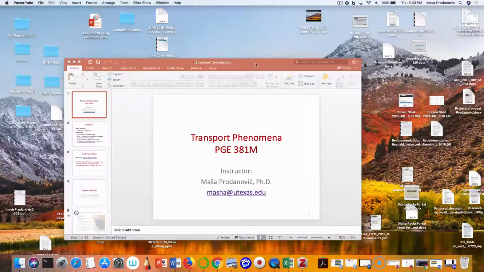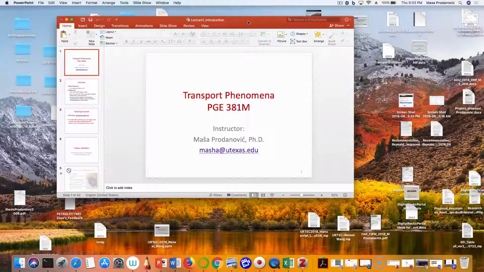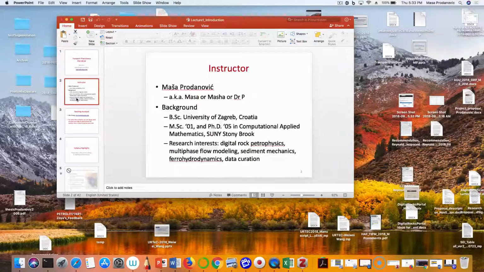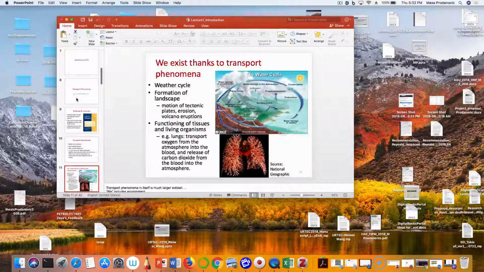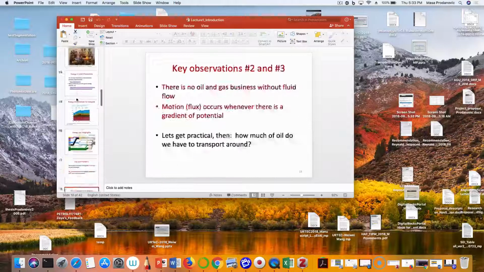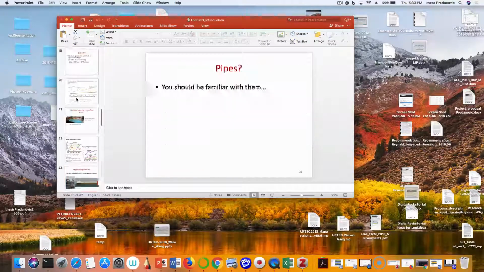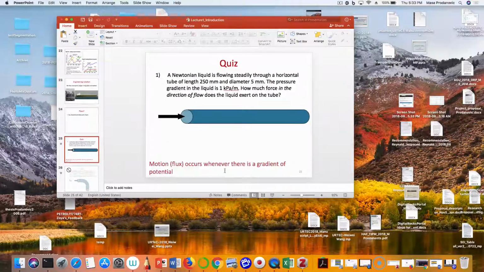Okay, we are on. So we are continuing with our introduction to transport phenomena. I'm going to briefly go to the part that we left off yesterday. That was this one.